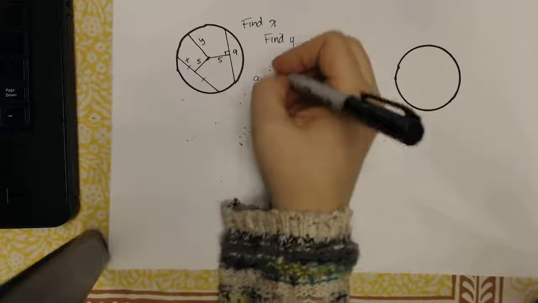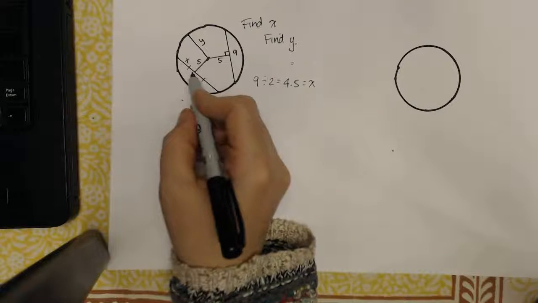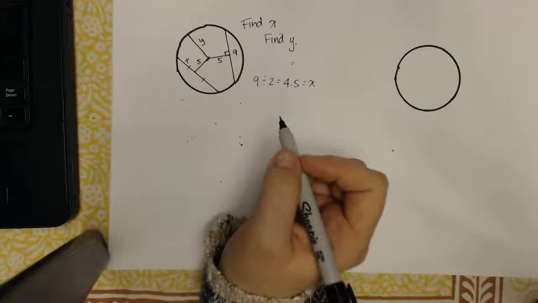So our value for x should be 4.5 units. I think I mistakenly said 5.5.